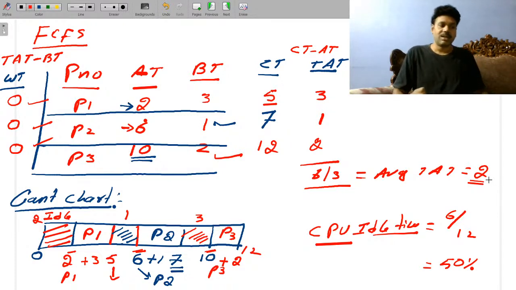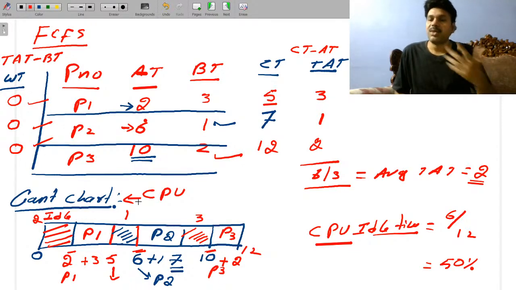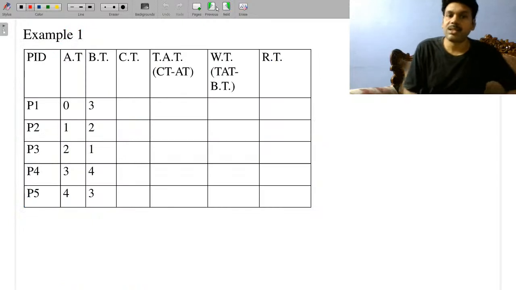Okay friends, this is a different question from the previous one. You see that there may be a chance of idleness of your CPU. This is your CPU Gantt chart. So using that, now let us start a questionnaire. I will discuss 2 questions on FCFS. This is the first question.